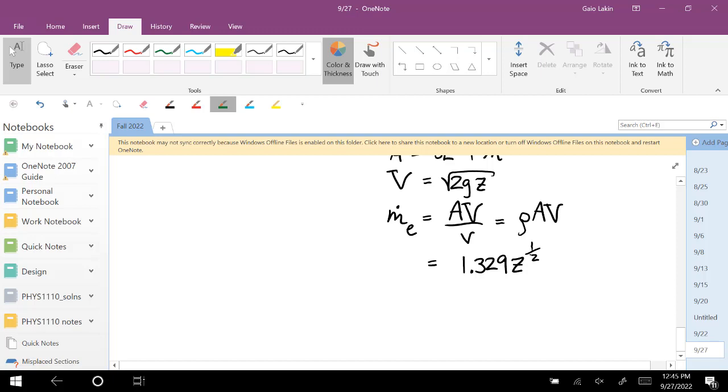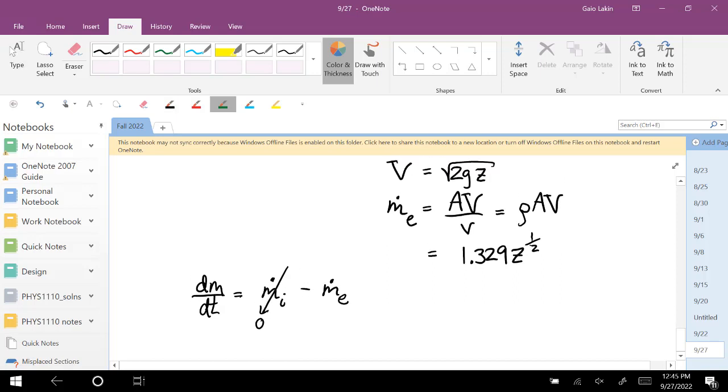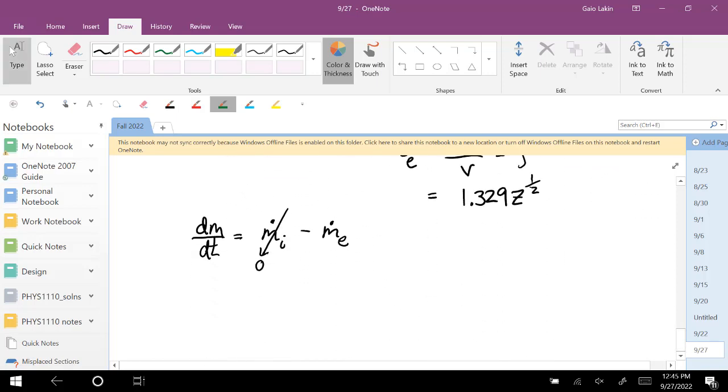Well, the continuity equation, the conservation of mass equation says dm dt is equal to the mass flow rate in minus the mass flow rate out. This is 0, there's nothing coming in. And so we can just put these two pieces together. So 1,000 dz dt is equal to 1.329 z to the 1/2.